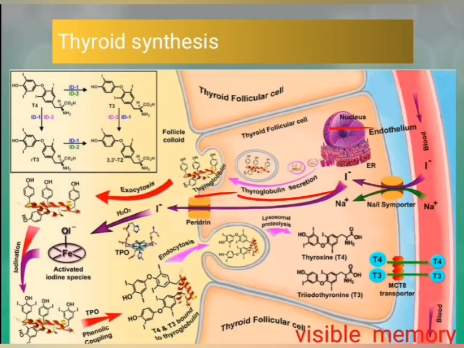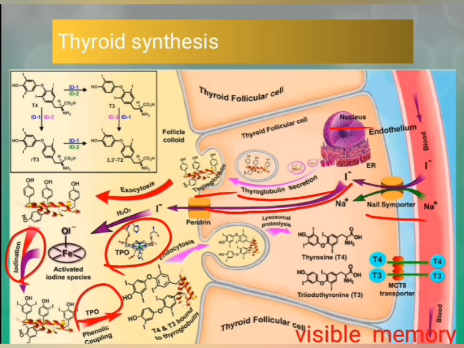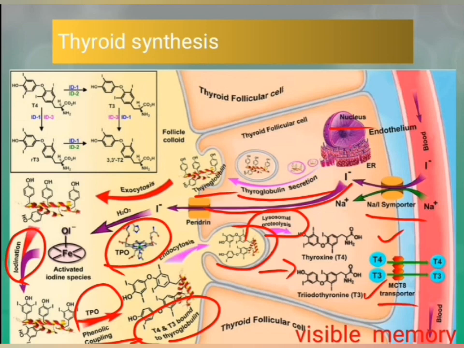And then from the blood, iodide is transported by the sodium iodide symporter, and this iodide is transported through pendrin into the lumen. Here the thyroid peroxidase enzyme causes iodination of the thyroglobulin, and then again by this enzyme, thyroid peroxidase, coupling is done to form T4 and T3 molecules which are bound to thyroglobulin. This molecule is endocytosed and comes into the follicular cell, where lysosomal proteolysis is done and pure T4 and T3 hormones are released into the blood through the MCT8 transporter.